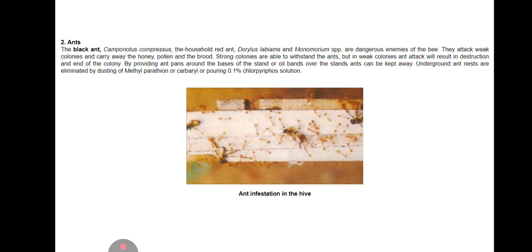The second important pest is the black ant, Camponotus compressus, and the red ant, Dorylus labiatus, and Monomorium species, which are dangerous enemies. They attack weak colonies and carry away the honey, pollen, and the brood. Strong colonies are able to withstand the ants, but an ant attack on weak colonies will result in destruction and end of the colony. By providing ant pans around the bases of the stand or oil bands over the stand, ants can be kept away. Underground ant nests are eliminated by dusting methyl parathion or carbaryl or pouring 0.1% chlorpyrifos solution.